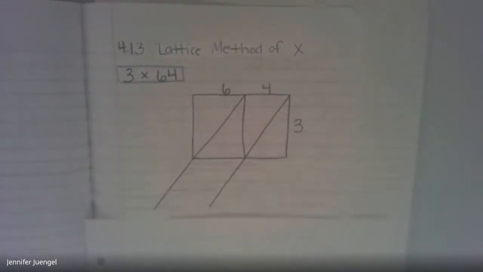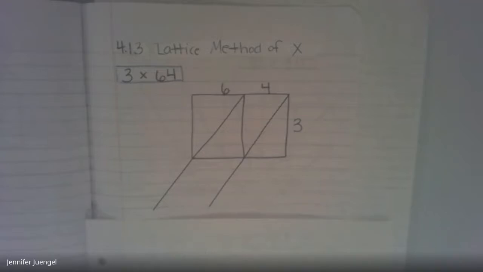So it's a little bit similar to partitioning rectangles, but when we partition our rectangles this time, we're not going to use just the traditional making squares or rectangles. This time we're going to use a diagonal line, lattice. So our problem today that we're going to focus on is 3 times 64. Okay, so just like we did when we partition our rectangles, I've drawn myself a rectangle. Okay, but look at how I split my rectangle up. Look how I did that.